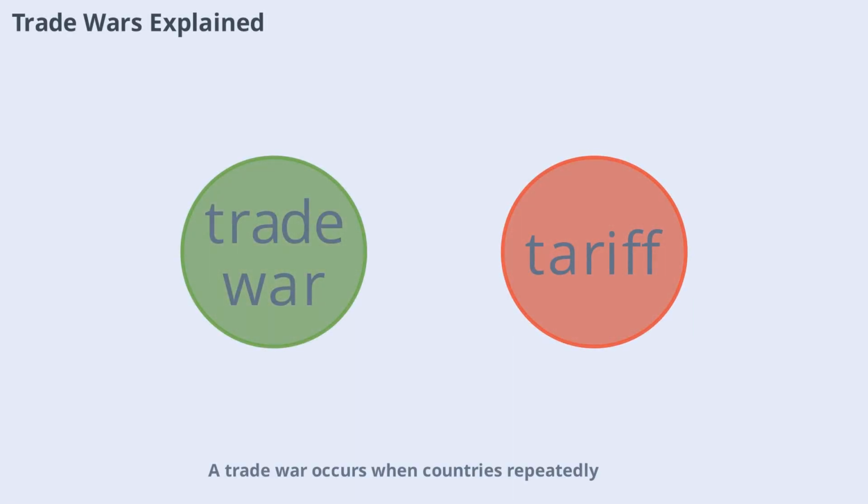A trade war occurs when countries repeatedly impose tariffs and other barriers against each other. This tit-for-tat escalation can harm both economies, leading to higher prices, reduced exports, and uncertainty for businesses and consumers. Trade wars often end with negotiations or new trade agreements.